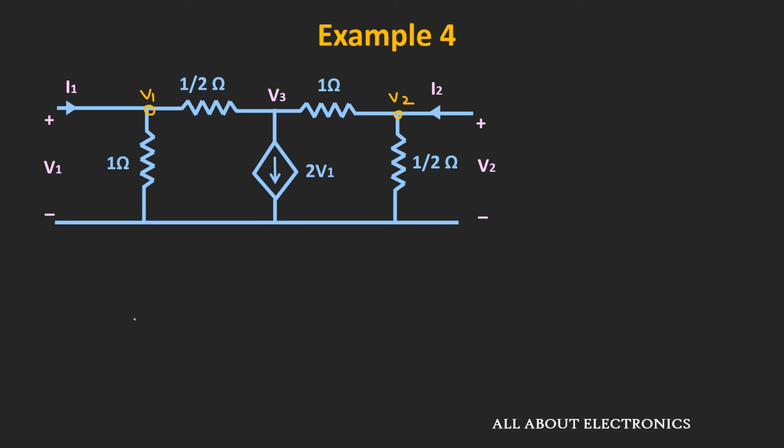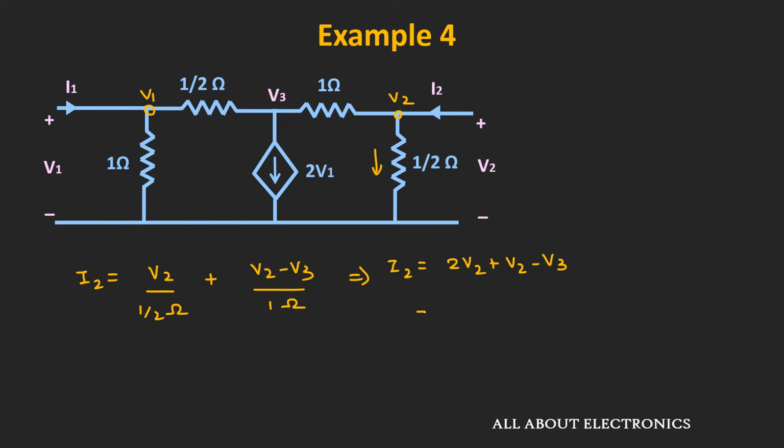Similarly, now let us write down the KCL equation over here. So applying the KCL equation, we can write current I2 is equal to V2 divided by 1 by 2 ohm, that is this current, plus V2 minus V3 divided by 1 ohm. That means current I2 is equal to 2V2 plus V2 minus V3, that is equal to 3V2 minus V3. And let's say this is the third expression.